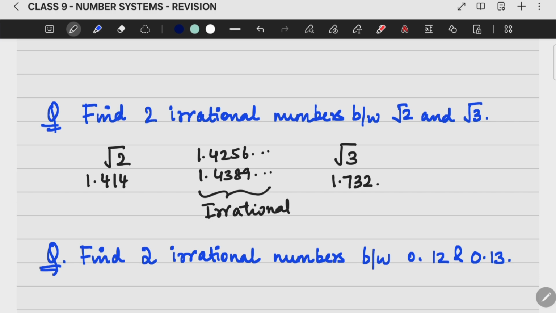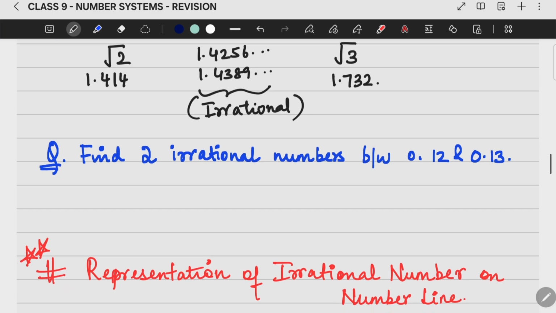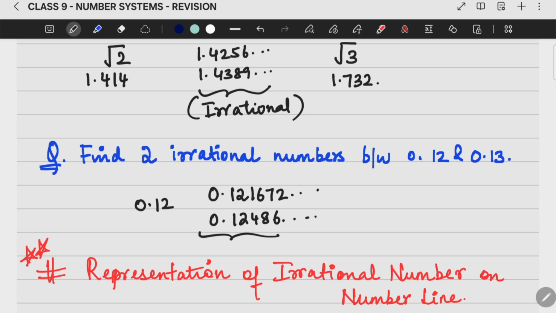Next question. Find any two irrational numbers between 0.12 and 0.13. So you can say for example 0.121672 and so on, 0.1248 and so on. Just write random numbers which are greater than 0.12, but less than 0.13. Okay, that's the answer.